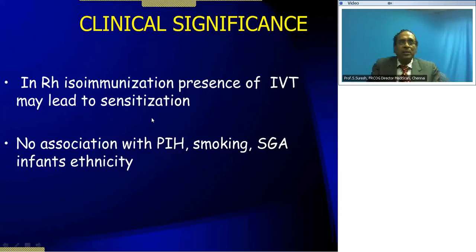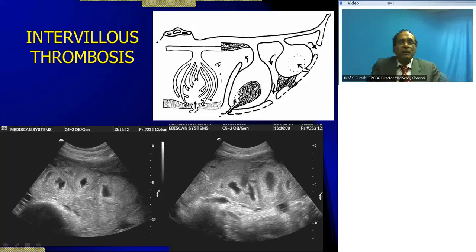So here are typical intervillous thromboses, where you can see cystic areas, and usually they are surrounded by an echogenic ring. They are quite multiple in number, and this can actually have a normal outcome.